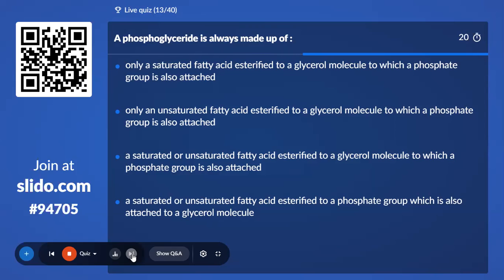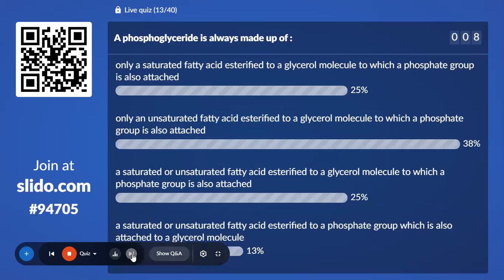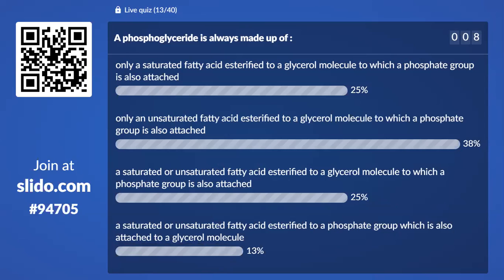Option B, only an unsaturated fatty acid esterified to a glycerol molecule to which a phosphate group is attached. Option C, a saturated or unsaturated fatty acid esterified to a glycerol molecule to which a phosphate group is also attached. Option D, a saturated or unsaturated fatty acid esterified to a phosphate group which is also attached to a glycerol molecule. All 4 options were chosen by the students. We have 25% with option A, 38% with option B, 25% with option C, and 13% with option D.